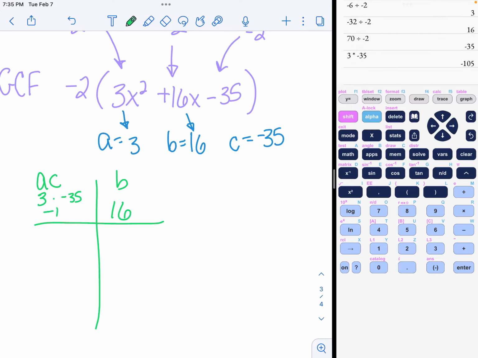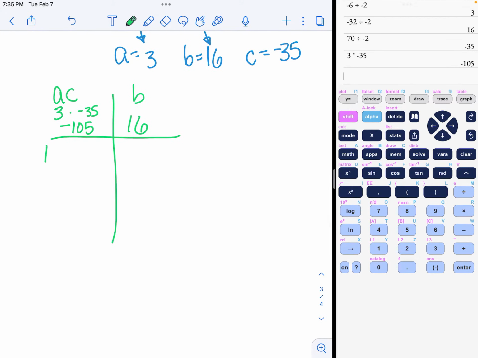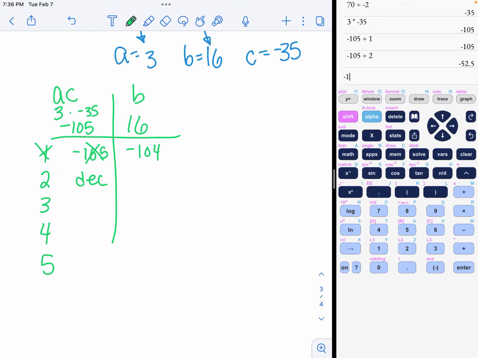So -105. I'm just going to go through the number list. I'll trust the process. -105 divided by 1 is -105. Add them, you get -104. That is not my answer. -105 divided by 2 is a decimal. -105 divided by 3 is -35. If I add those, I get -32. So not quite my answer.